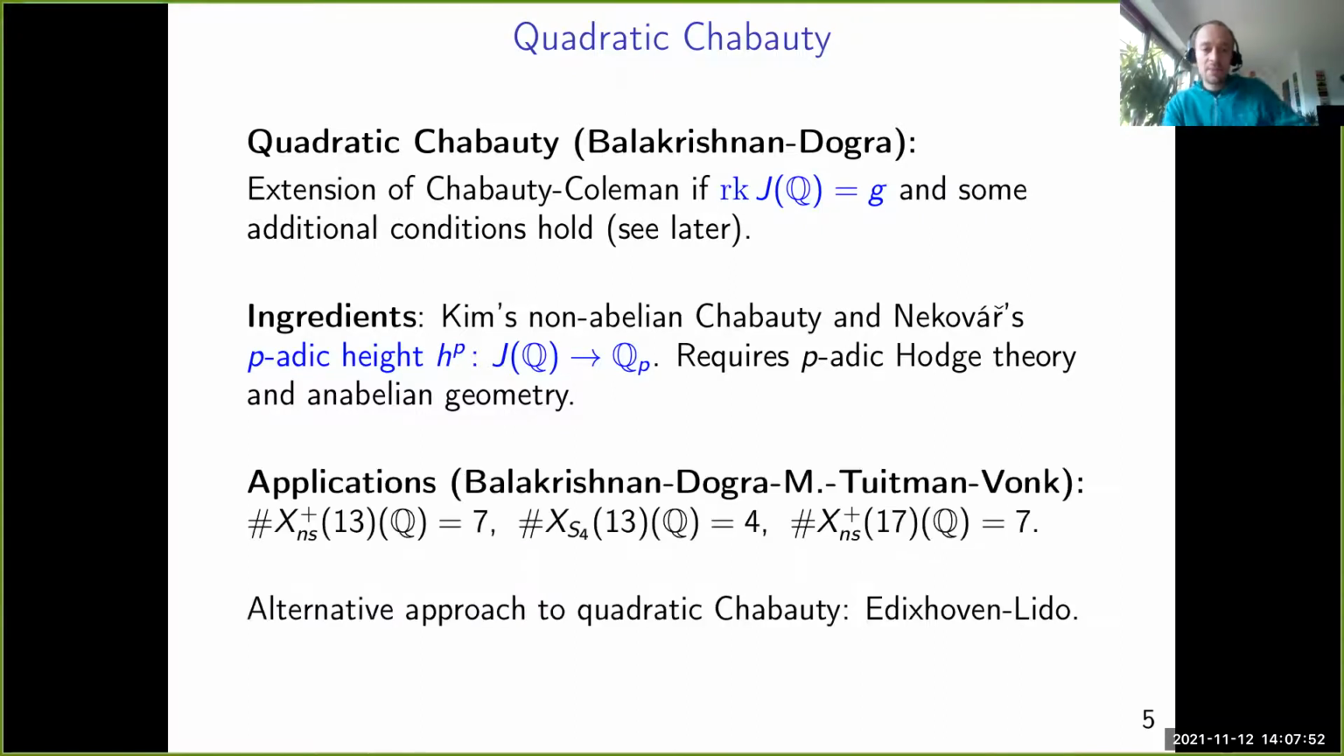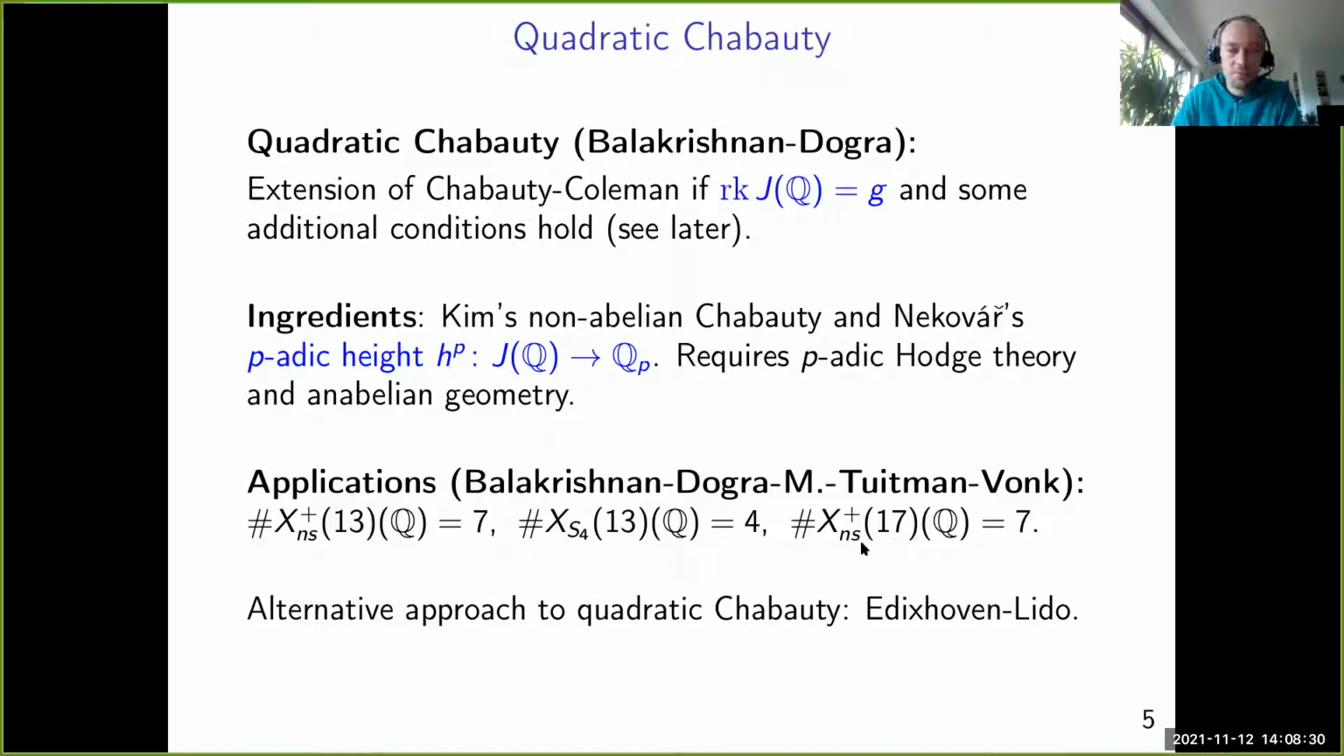All right, and so this can be applied in practice. So here are some explicit results. Together with Balakrishnan, Dogra, Trautmann and Vonk, we found the rational points on some modular curves of interest. Here are just some numbers. In the first one, there are 7 rational points. This is the non-split or split Cartan, which in this case is the same thing up to isomorphism, level 13 modular curve. This curve satisfies all the conditions that the quadratic Chabauty method has. In particular, its rank is equal to the genus, and both are equal to 3.